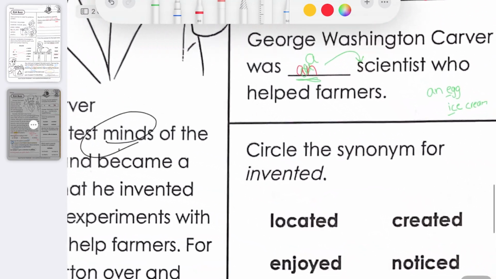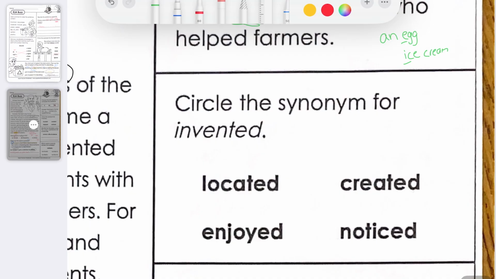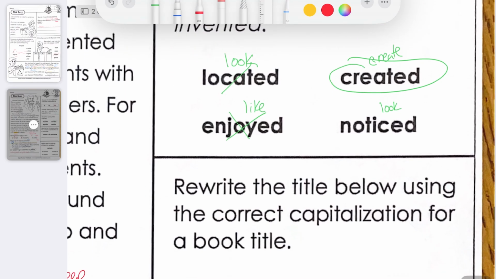And circle the synonym for invented. Invented. Which word means invented? Is it located, created, enjoyed, or noticed? Located, that means to like look. That doesn't mean invented. Enjoy means like to like something. That doesn't have anything to do with inventing something. Create, yeah, create, invent, that makes sense. Notice, to look at something, so created.